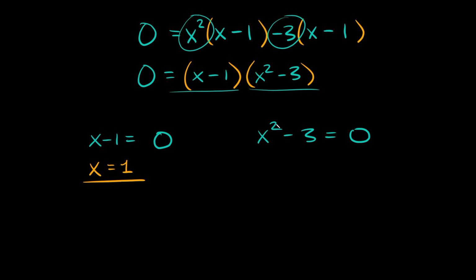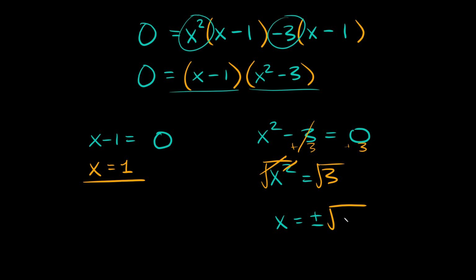Now for this one, we have to work with it a little bit. We're trying to solve for x. The first thing we can do is get rid of this 3 by adding 3 to both sides. So then here we get that x squared is equal to positive 3. Now to solve for x, we can simply take the square root of both sides. Those cancel out, and we're left with x is equal to plus or minus the square root of 3.